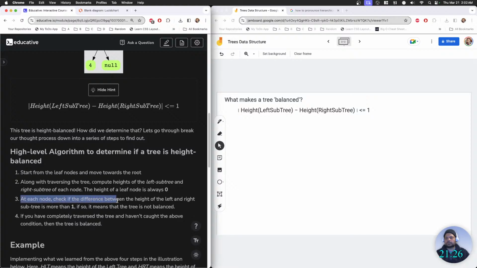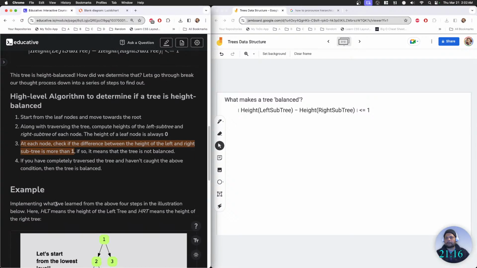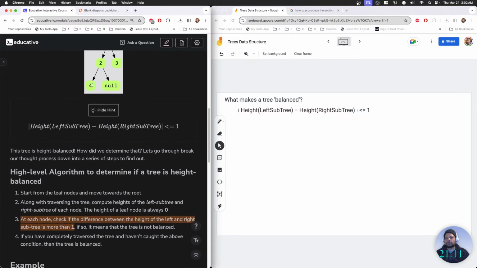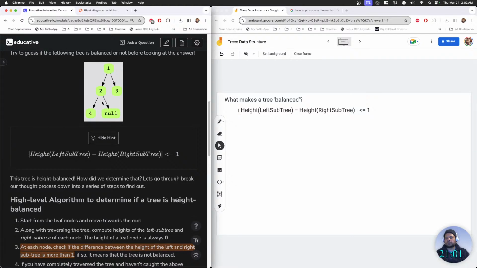At each node, check if the difference between the height of the left and right subtree is no more than 1. At each node. Start from the leaf nodes and move towards the root node. Along with traversing a tree, compute heights of the left subtree and right subtree of each node. Okay. 1, 2, 1, 2, 1, 2, 1.